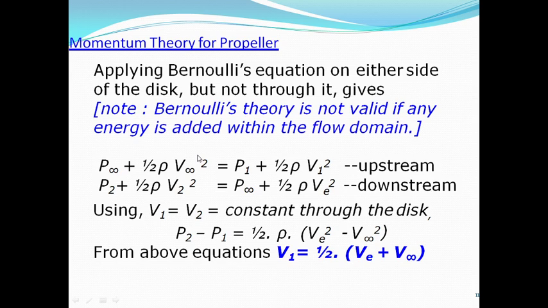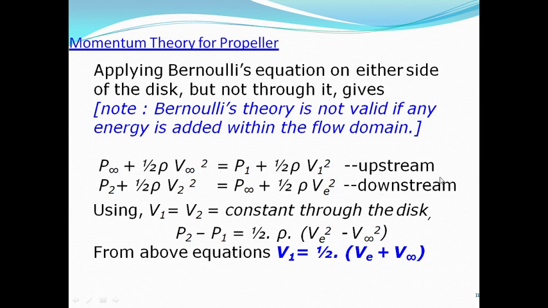Here we are trying to derive some useful relations for the velocities. I am applying Bernoulli's equation for the upstream and the downstream. For the upstream, this is the static pressure and this is the dynamic head, which should be equal to the pressure at 1, P1, plus the dynamic head with velocity V1. So this is the total pressure at the far upstream and just before the actuator.